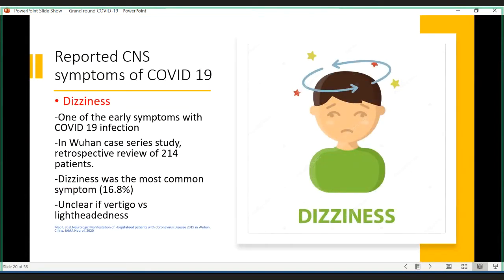So dizziness with COVID-19 is one of the early symptoms, and a common symptom with the infection. In the Wuhan study of 214 patients, it was reported as the number one, or most common, symptom, happening in up to 17% of the patients. Unfortunately, they were not clear why the dizziness happened: if it is vertigo versus lightheadedness, if it's related to viral prodrome, or secondary to cerebritis, strokes, ear infections, or others.